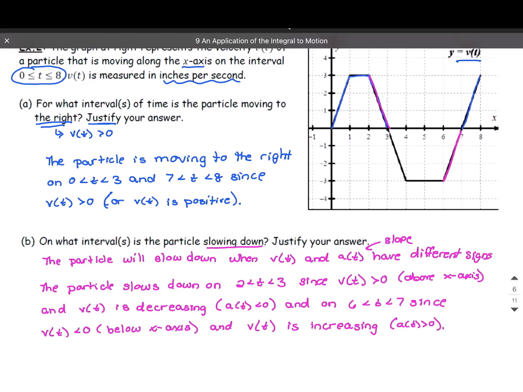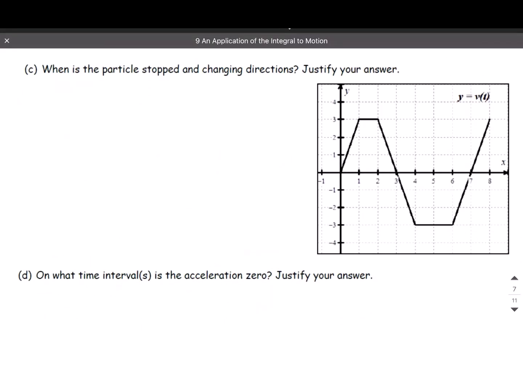There we go. Okay, here's another one. When is the particle stopped?